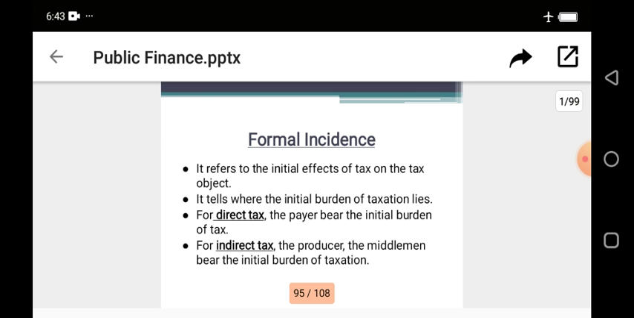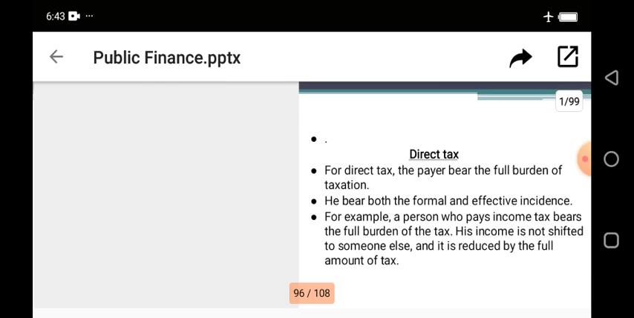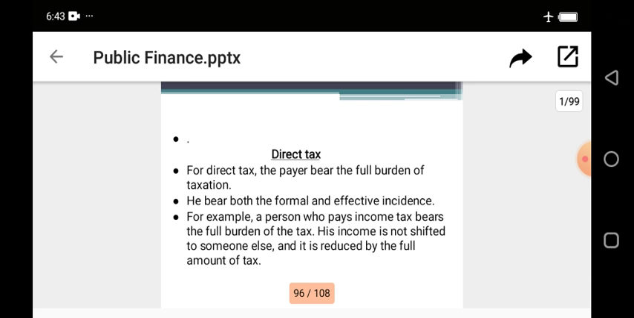Let's look at how this works for direct tax. For direct tax, the payer bears the full burden of taxation. It bears both the formal and the effective incidence of tax. The formal is the initial resting place, which rests on him as the payer, and this tax cannot be transferred. A good example is a person who pays income tax, who bears the full burden of such tax. Why? Because his income cannot be transferred to another person, therefore his tax cannot be transferred. Every direct tax has this pattern.